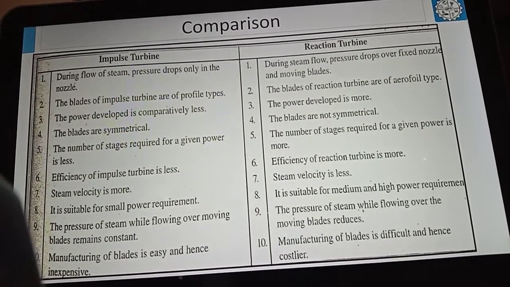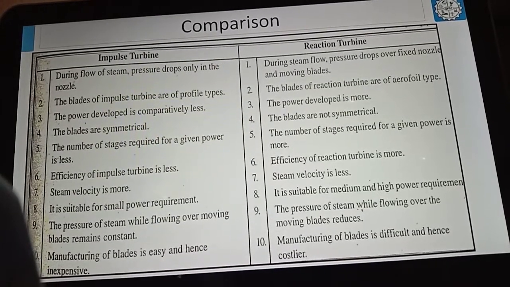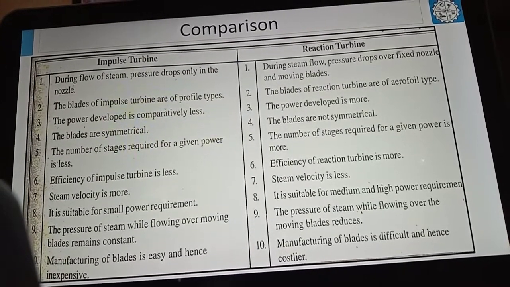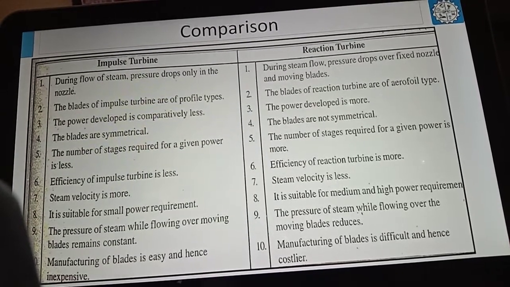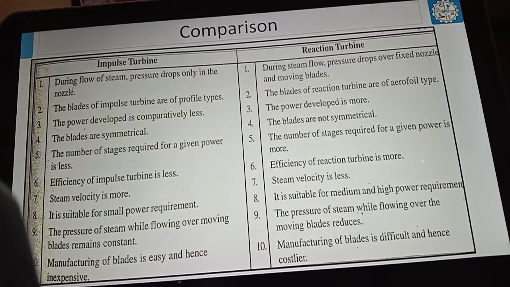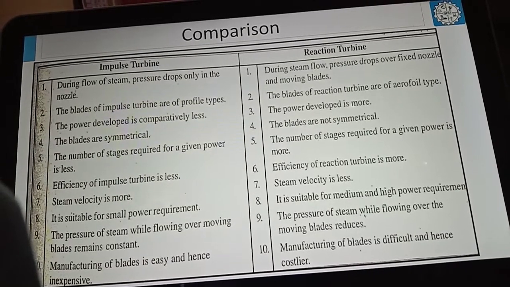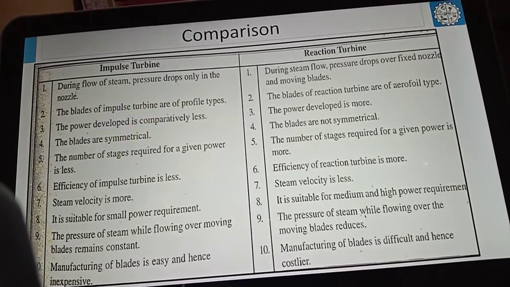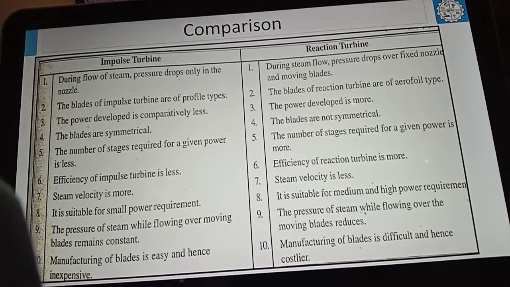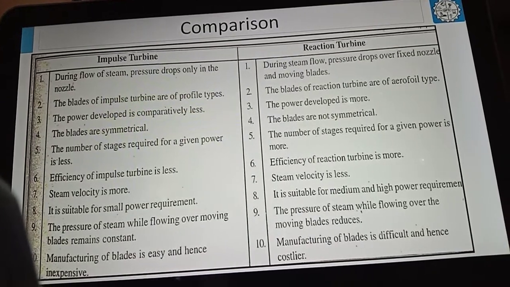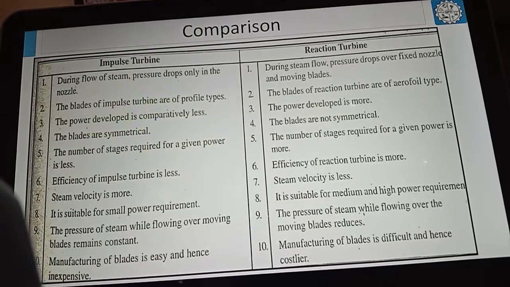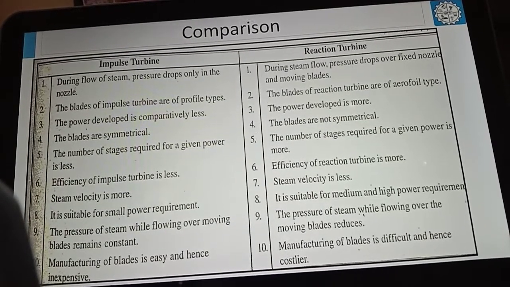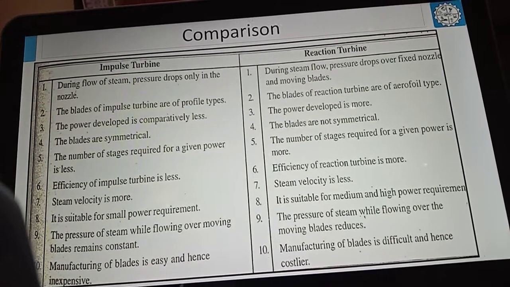Efficiency of impulse turbine is less. Reaction turbine's efficiency is more. In case of impulse turbine, steam velocity is more. In case of reaction turbine, steam velocity is less. So this kind of total 10 comparisons are very important between impulse and reaction turbine.